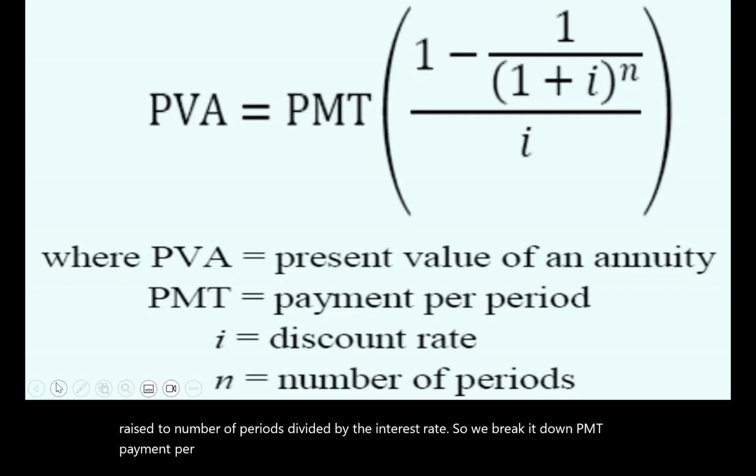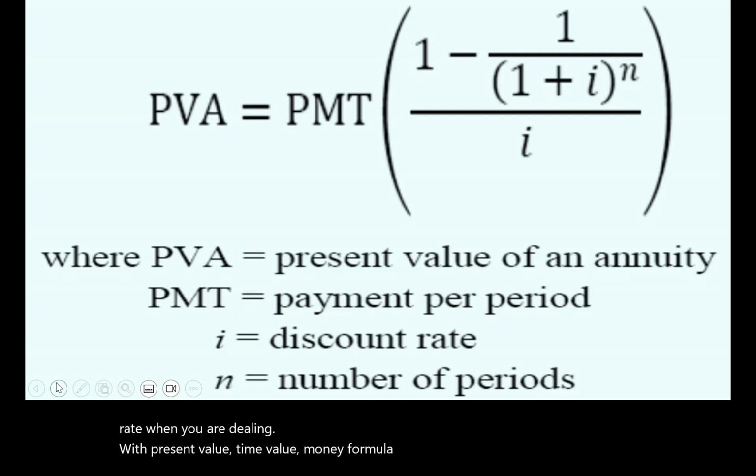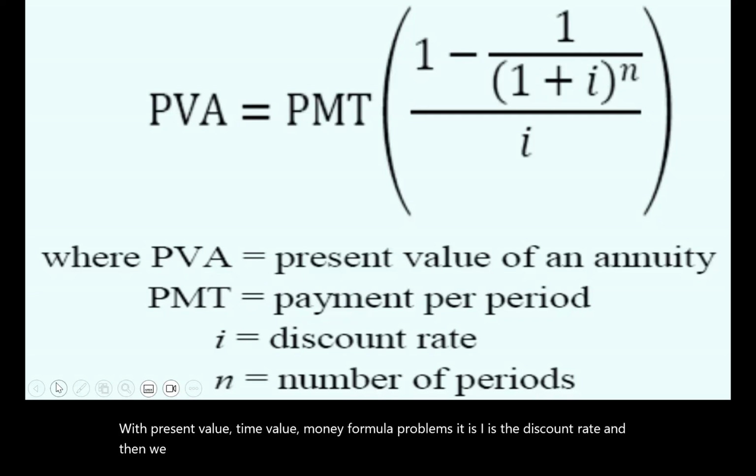I is the discount rate. Very important we identify it as a discount rate. When you are dealing with present value, time value of money formula problems, I is the discount rate. And then we have N, the number of periods.